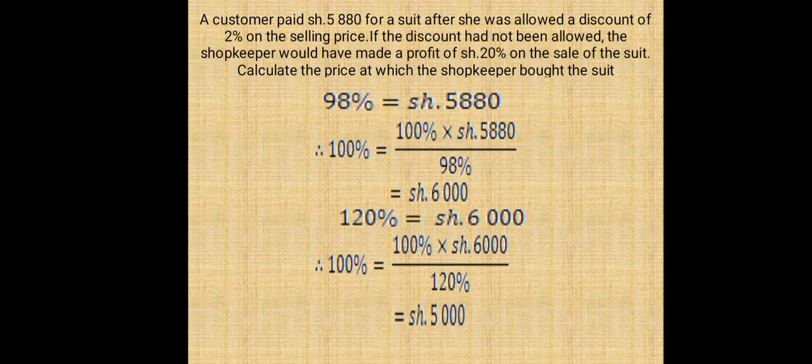So 120% is represented by that 6,000 shillings. Now what about 100%? It's 100 multiplied by 6,000 over 120, which is 5,000. So it means the shopkeeper bought the suit at 5,000 shillings.